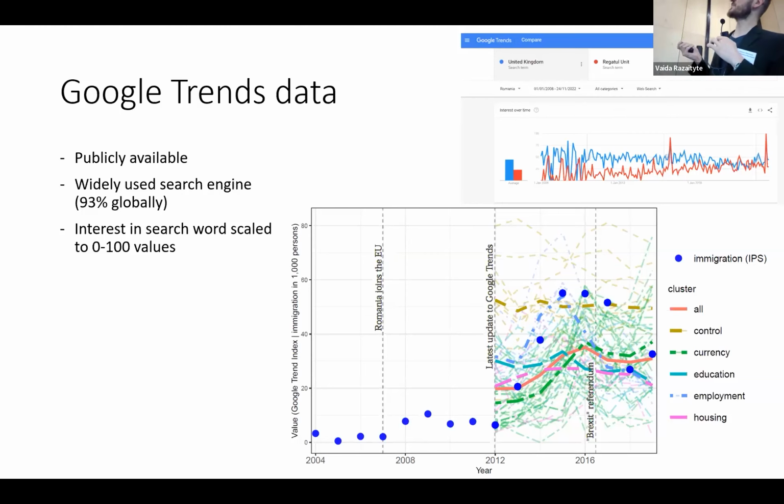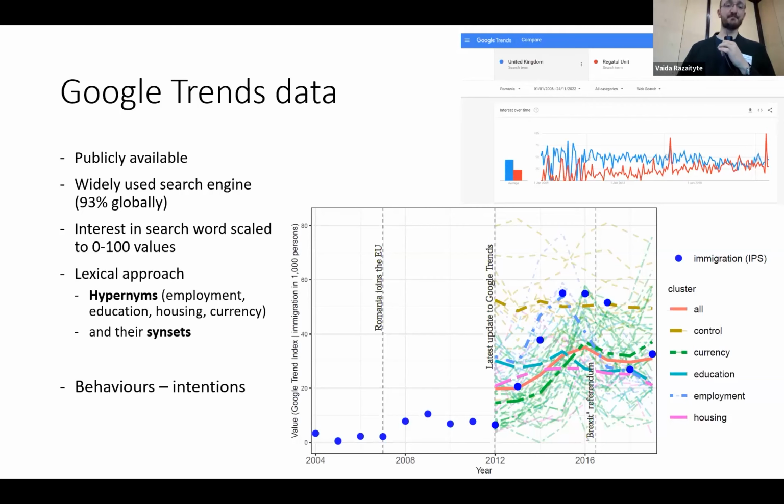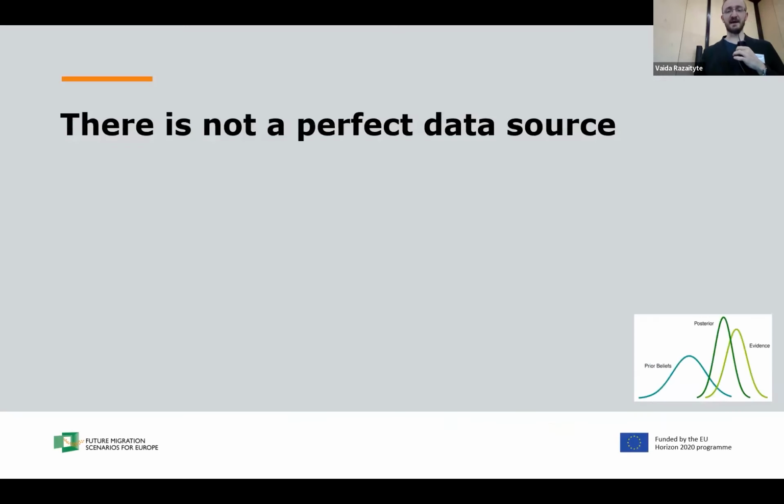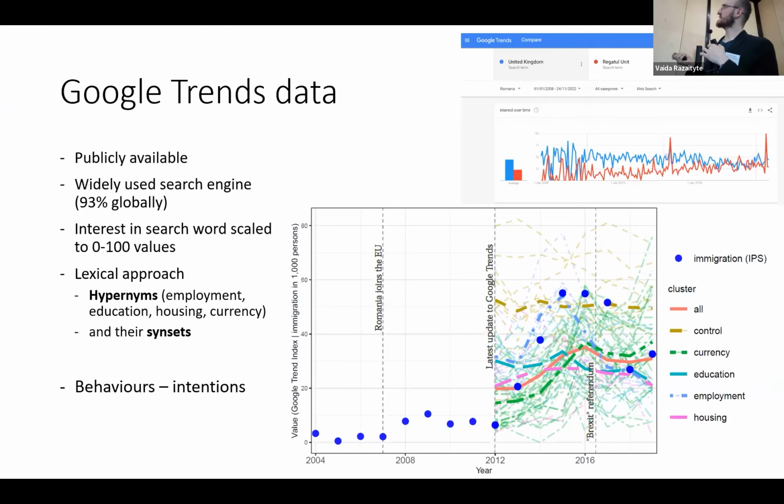The data provides interest in a given search word that you can specify for a given country and for a given language, sometimes even area, and it's scaled between 0 and 100. And what we've done in this study is we just use a lexical approach where we use some hypernyms, or kind of mother words, like employment, education, housing, currency, and the synsets, all possible sets of synonyms with prepositions, etc. And we just collected all this information and created some indices that reflected this for currency, education, employment, and housing.